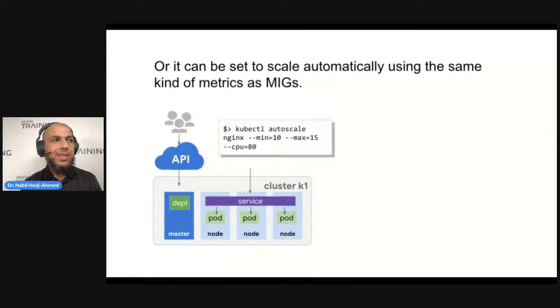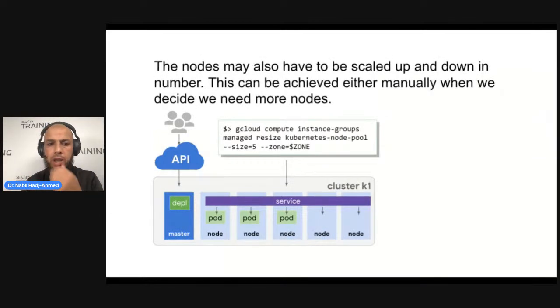You can also auto-scale automatically. Similarly, when we looked at the managed instance groups, in Kubernetes it's the same concept as the metrics that we used in managed instance groups. We base it on a threshold, for instance, in this case, CPU. You specify the minimum number of pods, or replicas, that we want to run, and the maximum, based on that CPU. So when the CPU reaches that threshold, we will have more pods generated. This is from the pod perspective.